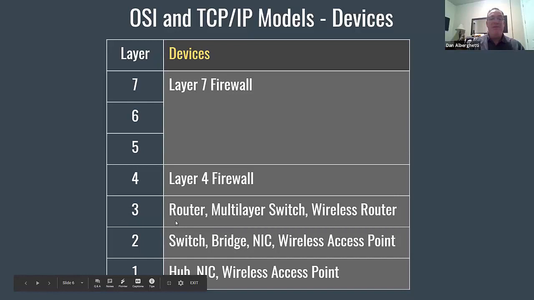Then you've got layer 3: a router, a multi-layer switch, which is a switch and a router combined, and a wireless router. Those are layer 3 devices. And then at layers 4, 5, 6, and 7, there's a layer 4 firewall, and a layer 7 firewall, which is a fancy firewall that can actually inspect packets at the application layer. It can actually look at the programs as the packets go across the network. So notice how NIC here and here, wireless access point here and here.